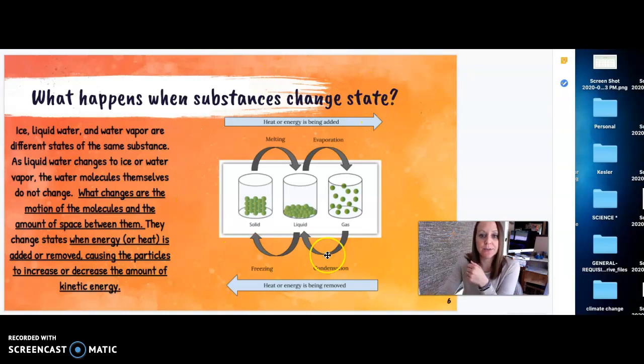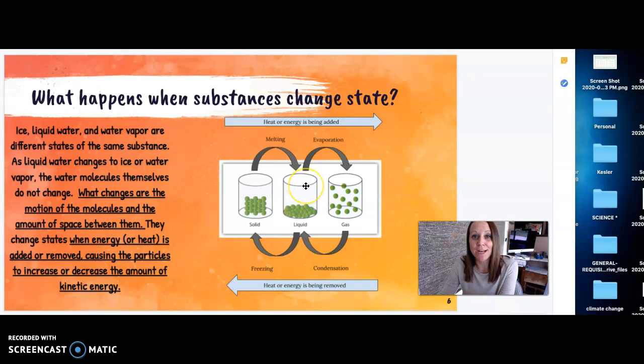Looking at this picture right here, let's look at a solid as ice. When I have ice and I add energy or heat to it, we know what happens. At some point, at the freezing point, those molecules are moving fast enough that they turn into a liquid, and we call that process melting. Now those molecules are moving faster, and we have liquid water. Imagine a puddle outside after the ice melts.